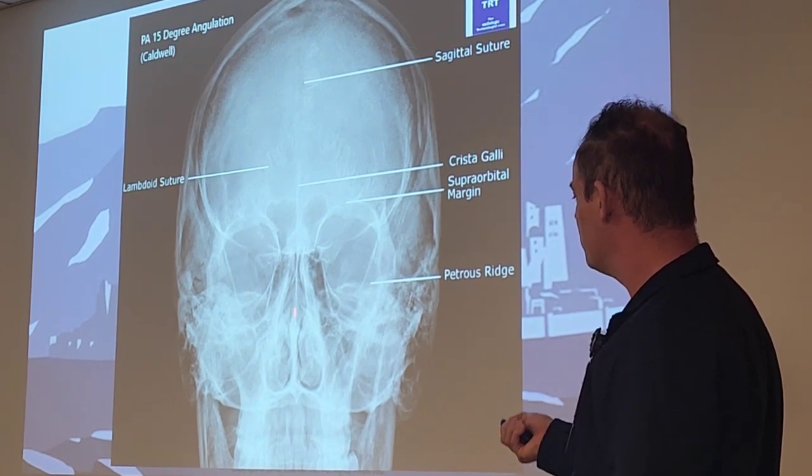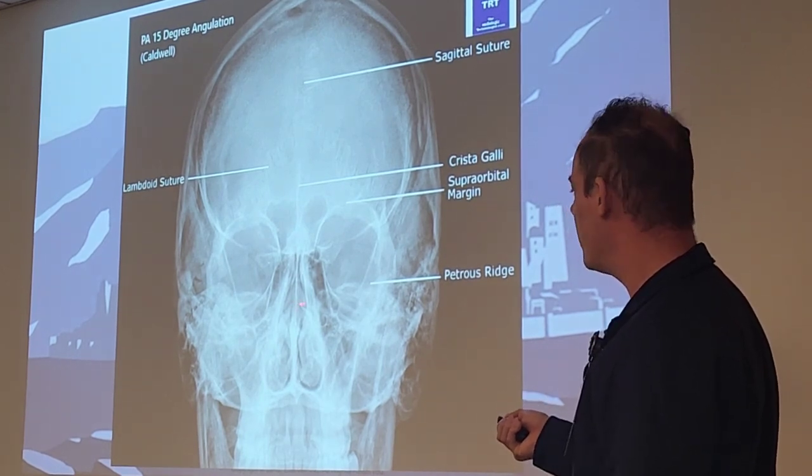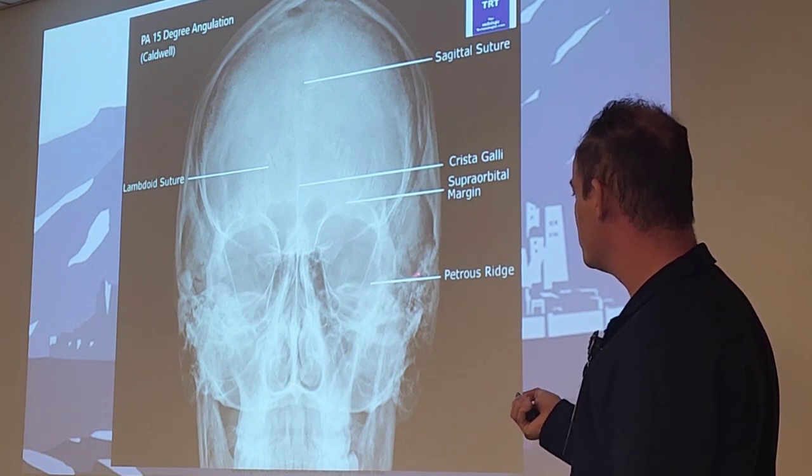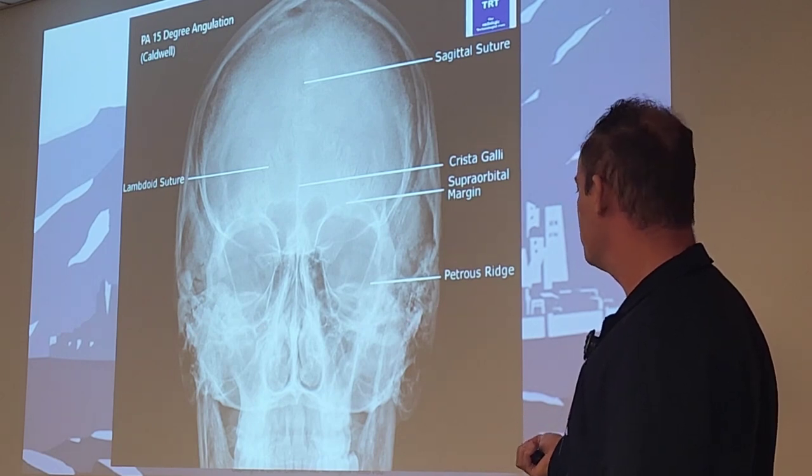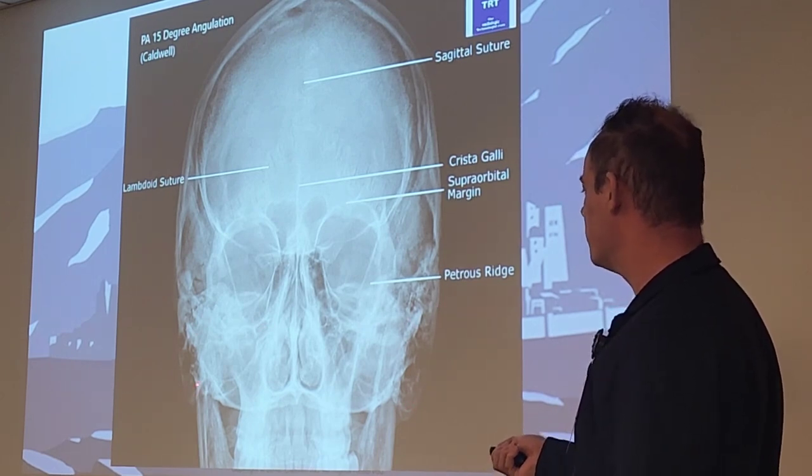Bony nasal septum, specifically the perpendicular plate of the ethmoid followed by the vomer. We have the left and right petrous ridges of the temporal bones. Ethmoid air cells, left and right. Mastoid processes, left and right.